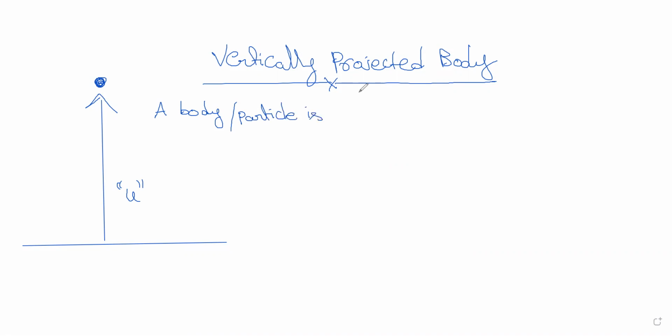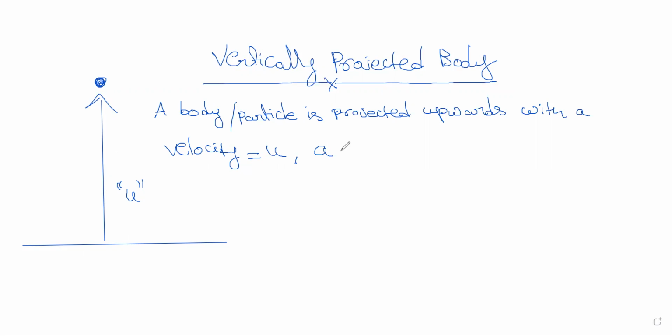is projected upwards with a velocity u. It's like this: you just throw one object up. Now, what happens? Acceleration due to gravity is always minus g. You have to remember, gravity acts always downwards. So a is minus g.